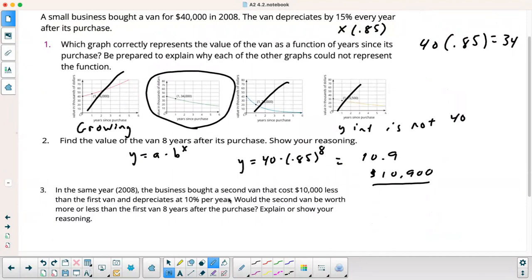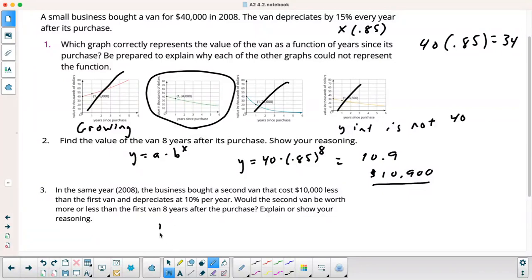In the same year, 2008, the business bought a second van that cost $10,000 less than the first van and depreciates at 10% per year. So that means we're retaining 90%. What would the second van be worth? Would the second van be worth more or less than the first van 8 years after the purchase? Explain or show your reasoning.